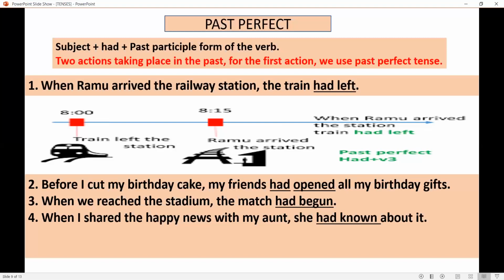Another example, when we reached the stadium, the match had begun. So the match began first and then only we reached the stadium. Another example, when I shared the happy news with my aunt, she had already known about it. So you were so excited to share the news, but aunt already knew about it. So to indicate that, you use past perfect tense here, had known.